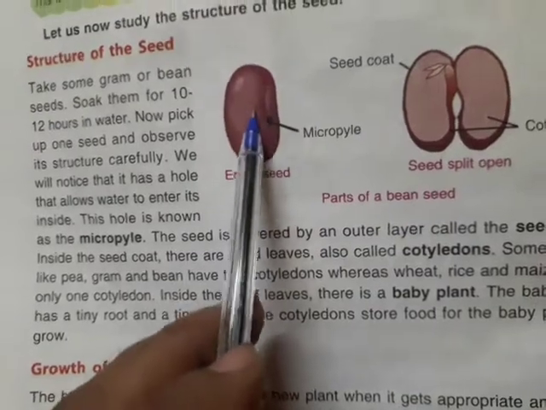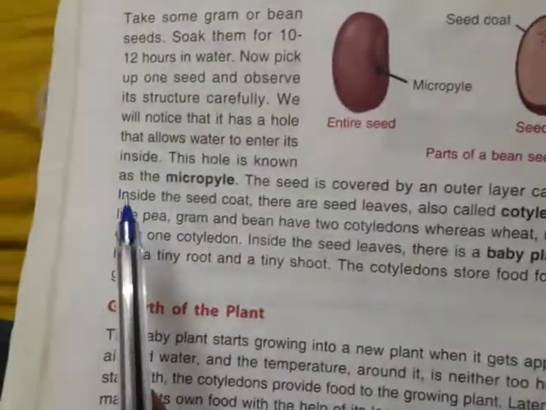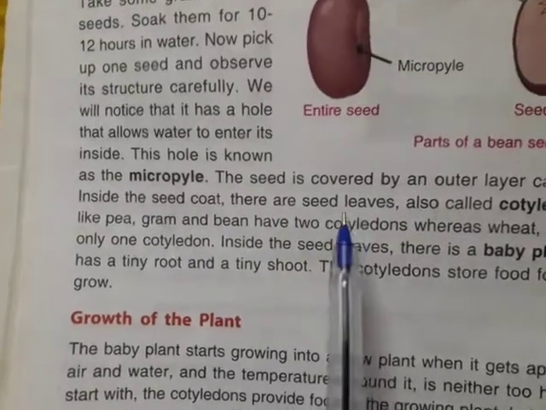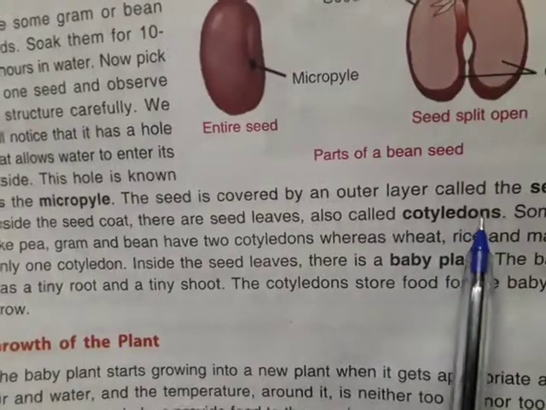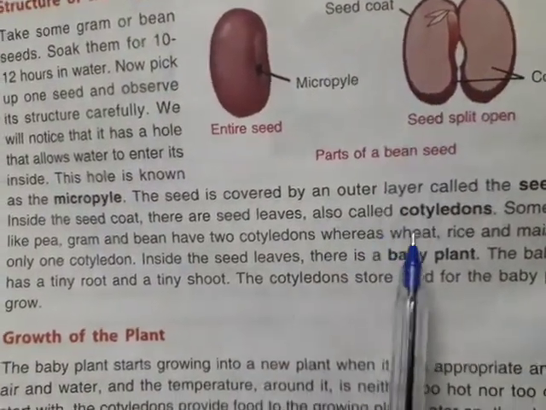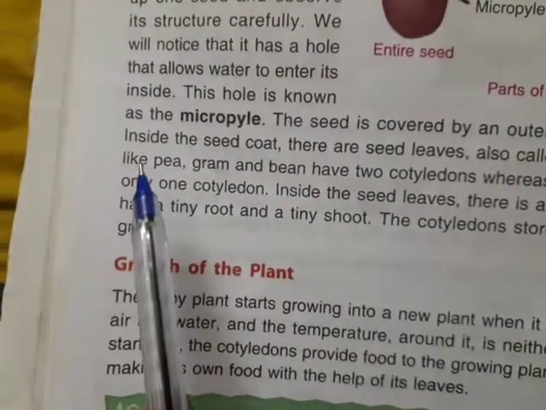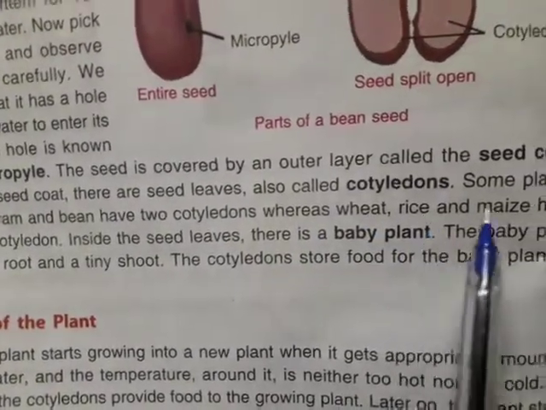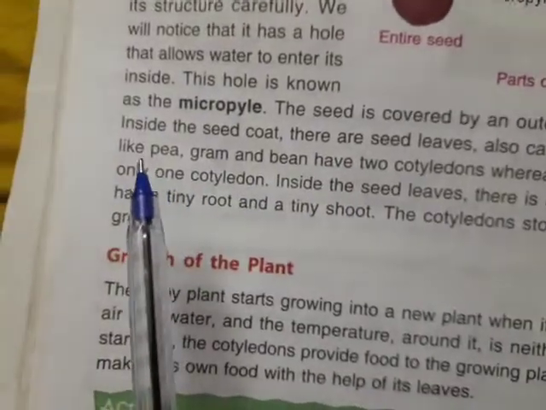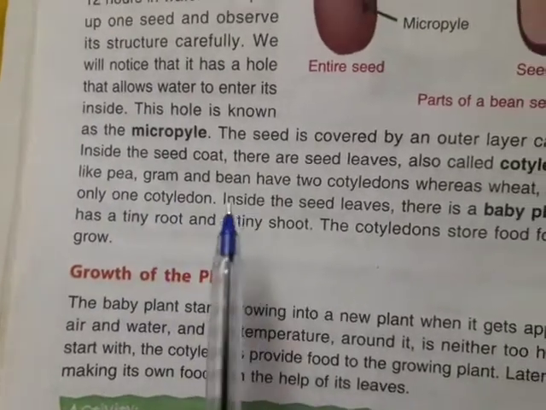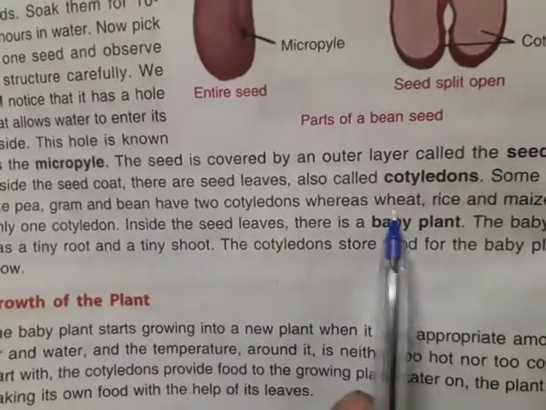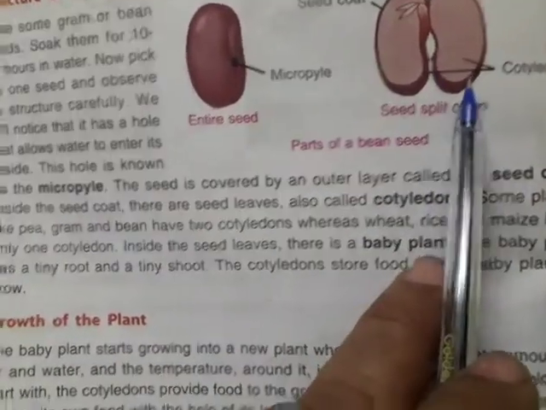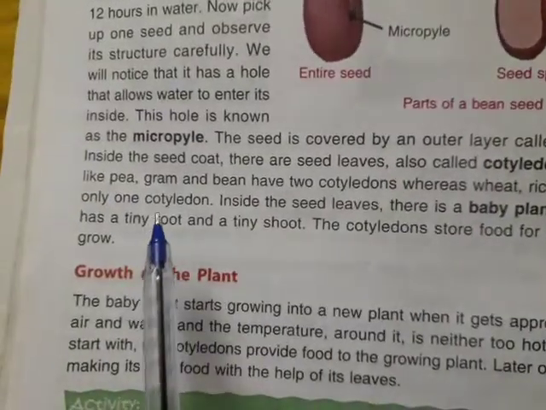So this is the outer covering which is called the seed coat. Inside the seed coat there are seed leaves which are called cotyledons. Some plants, like peas, gram and beans, have two cotyledons, whereas wheat, rice and maize have only one cotyledon. Their seed cannot be divided into leaves like the bean or gram seeds, because they have a single cotyledon.